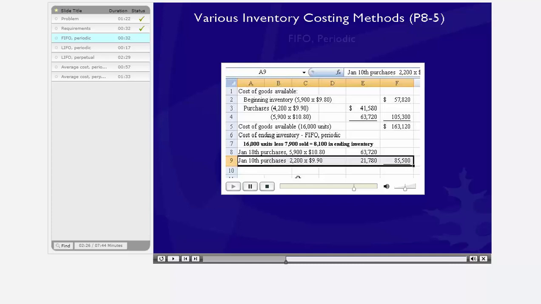purchased on January 10th. We're only counting 2,200 units because that gives us the 8,100 units in total that we have in ending inventory. And that equals $21,780. So we compute the total ending inventory using a FIFO periodic basis of $85,500. If we subtract the ending inventory FIFO from the cost of goods available, we come up with cost of goods sold of $77,620.